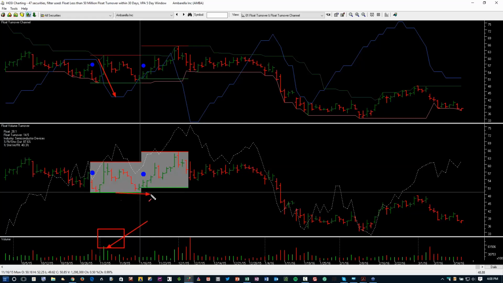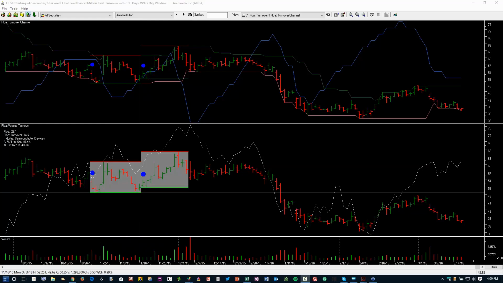But notice it did not take out the low over here. Here is where the low of this turnover period was established right there, and when this came back down, it did not take the low out, and if you look down here, the volume was very light. You can tell this by looking at the individual bars, but you can also tell that the volume's light by looking at this because the blue line is going up. So the speed of the turnover was not fast. I hope that makes sense.